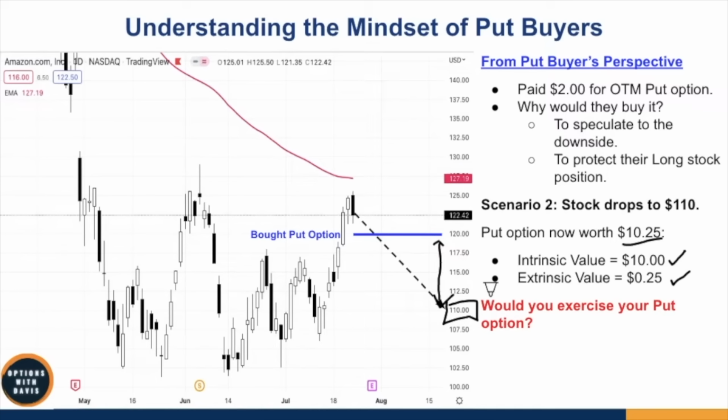So are you going to exercise your put option? Again, what happens if you exercise? If you exercise, you're going to be short 100 shares at 120, and then the current market price is 110.